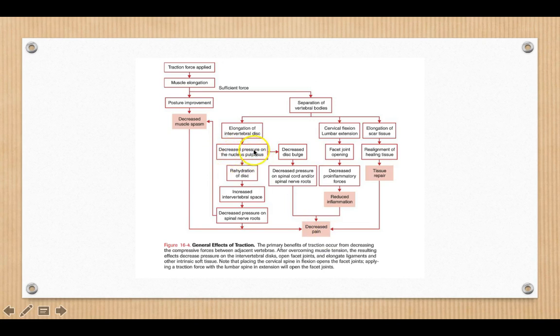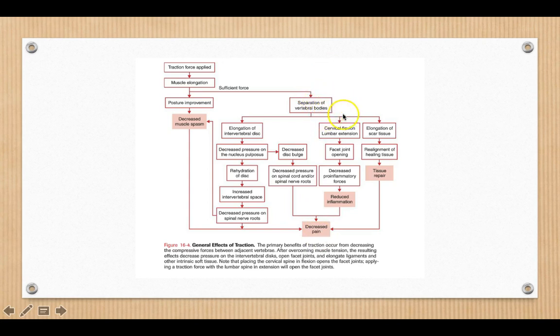That decreased pressure on the nucleus pulposus can also decrease the disc bulge. I talked about that in the last video, where that pressure can pull the bulge and center the NP a little bit more. And then that will decrease pressure on the spinal cord or the spinal nerve roots, wherever that bulge was headed, which would also decrease pain.